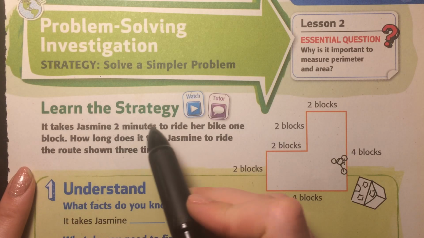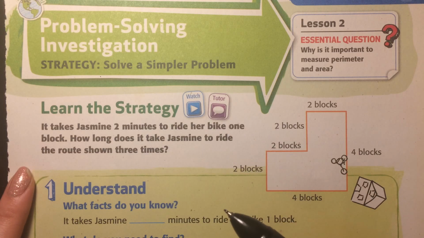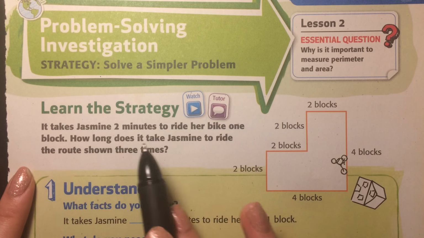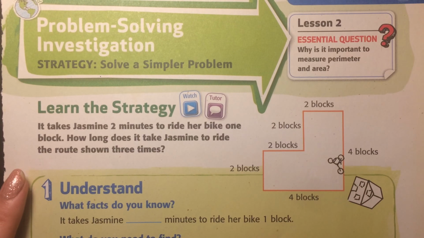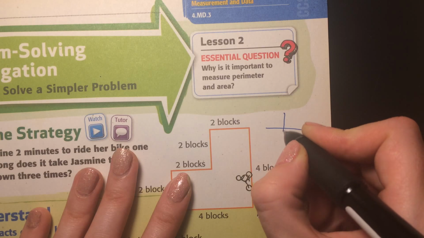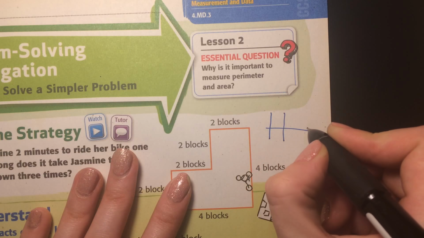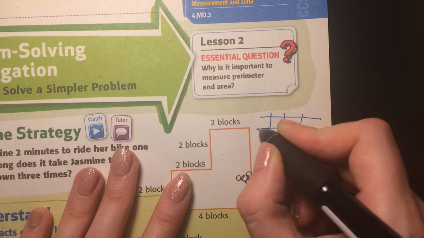It takes Jasmine 2 minutes to ride her bike 1 block. How long does it take Jasmine to ride the route shown 3 times? So 1 block. And when we talk about a block, what a block means is imagine you have streets, right? And the streets are developed in a grid. Remember back to our map unit.